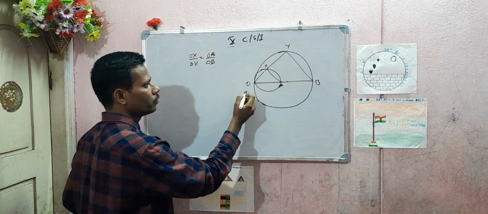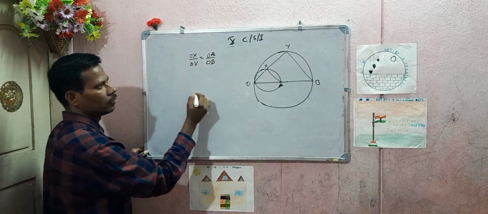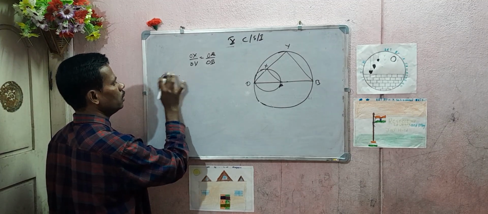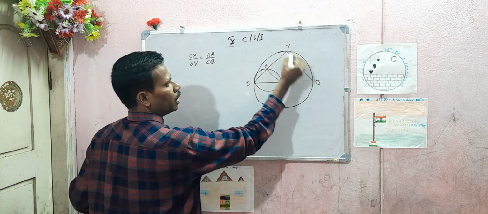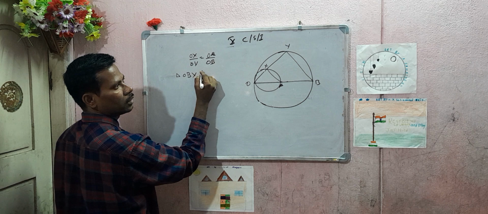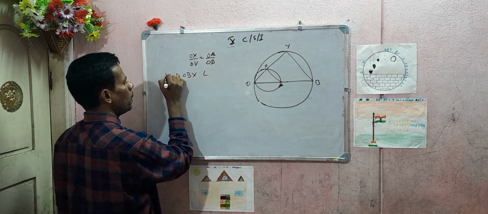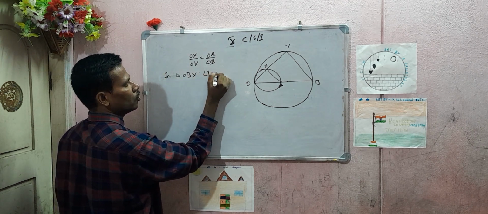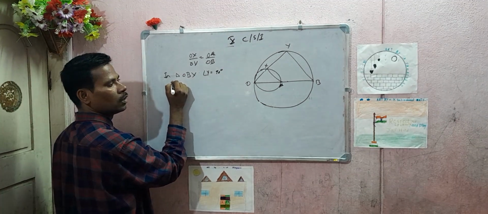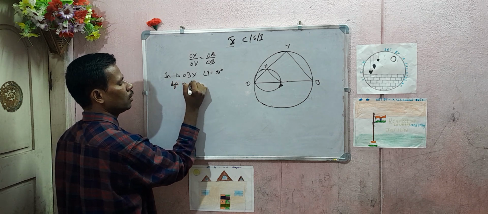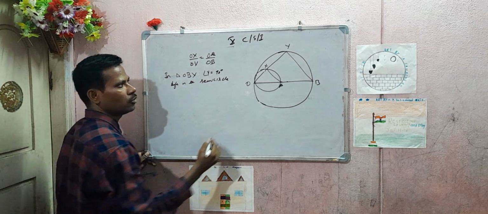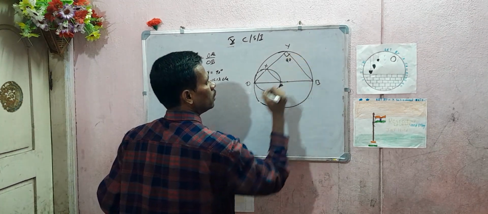What do you do? Consider triangle OBY. In triangle OBY, angle Y is equal to 90 degrees. Why? Because it is the angle in the semicircle. So this is 90.